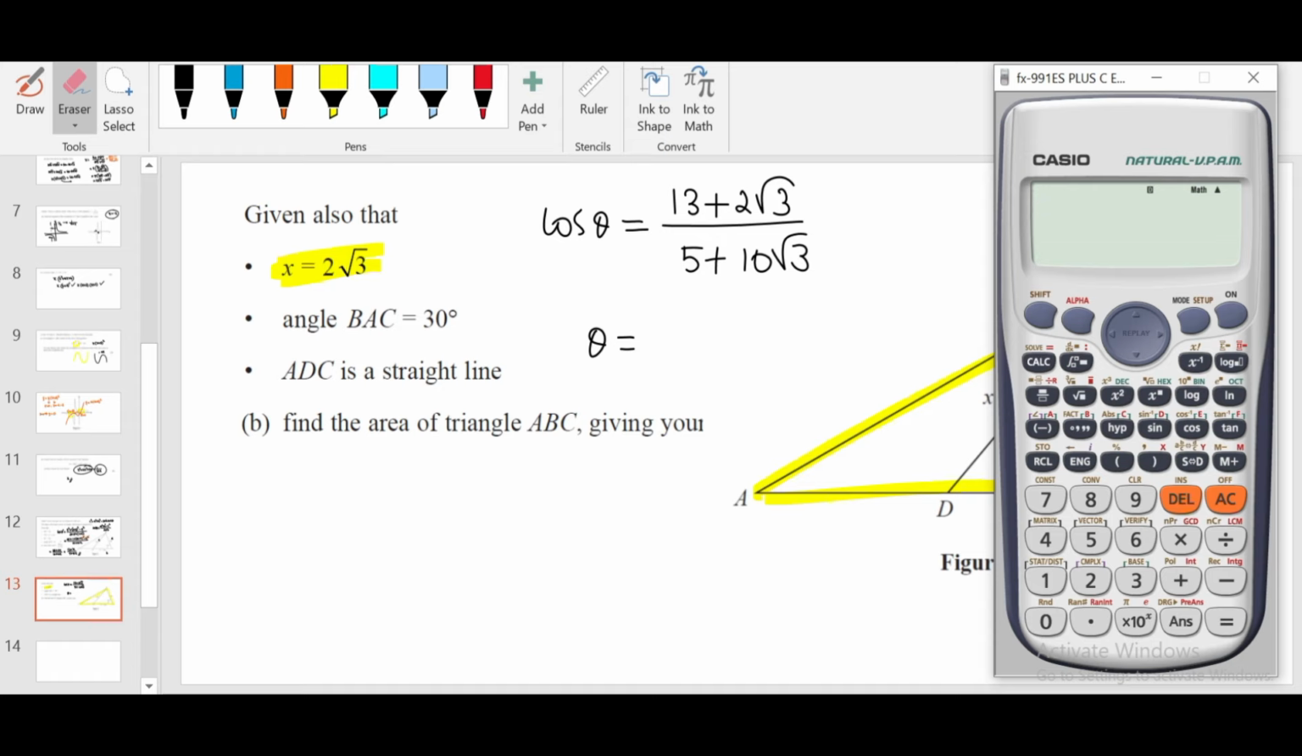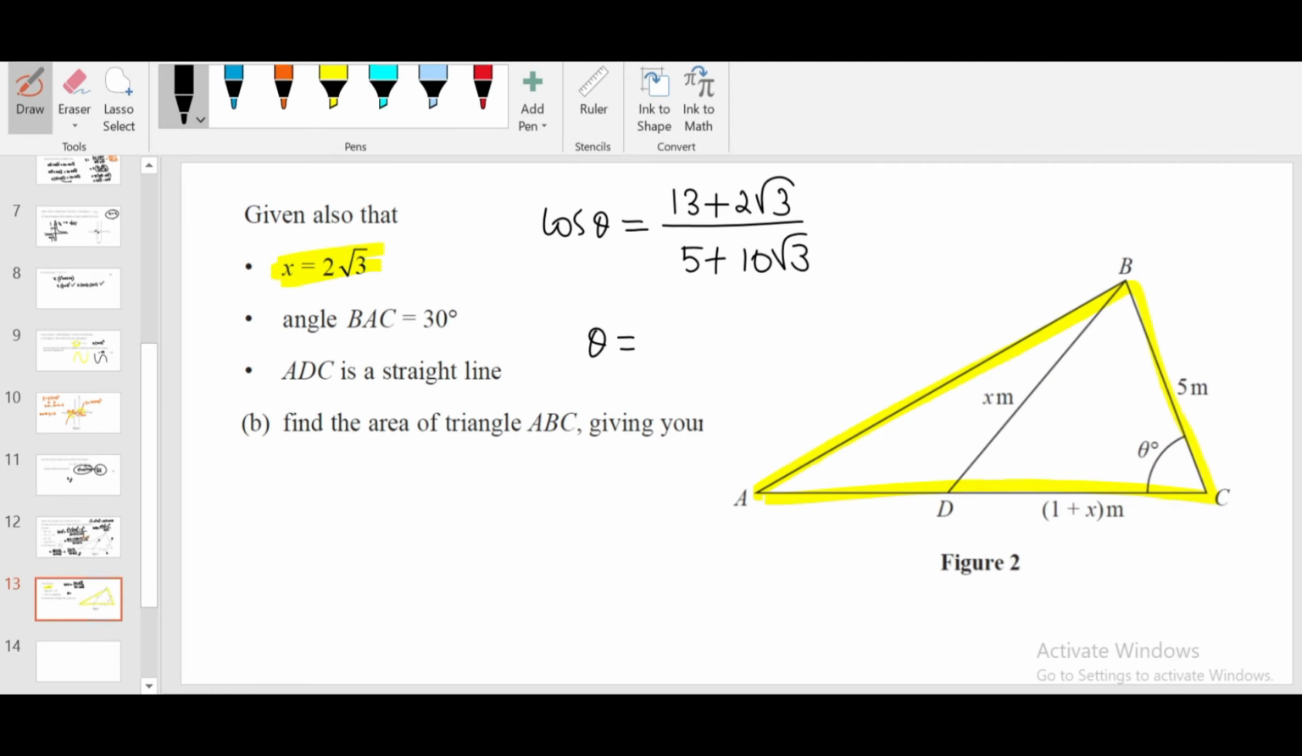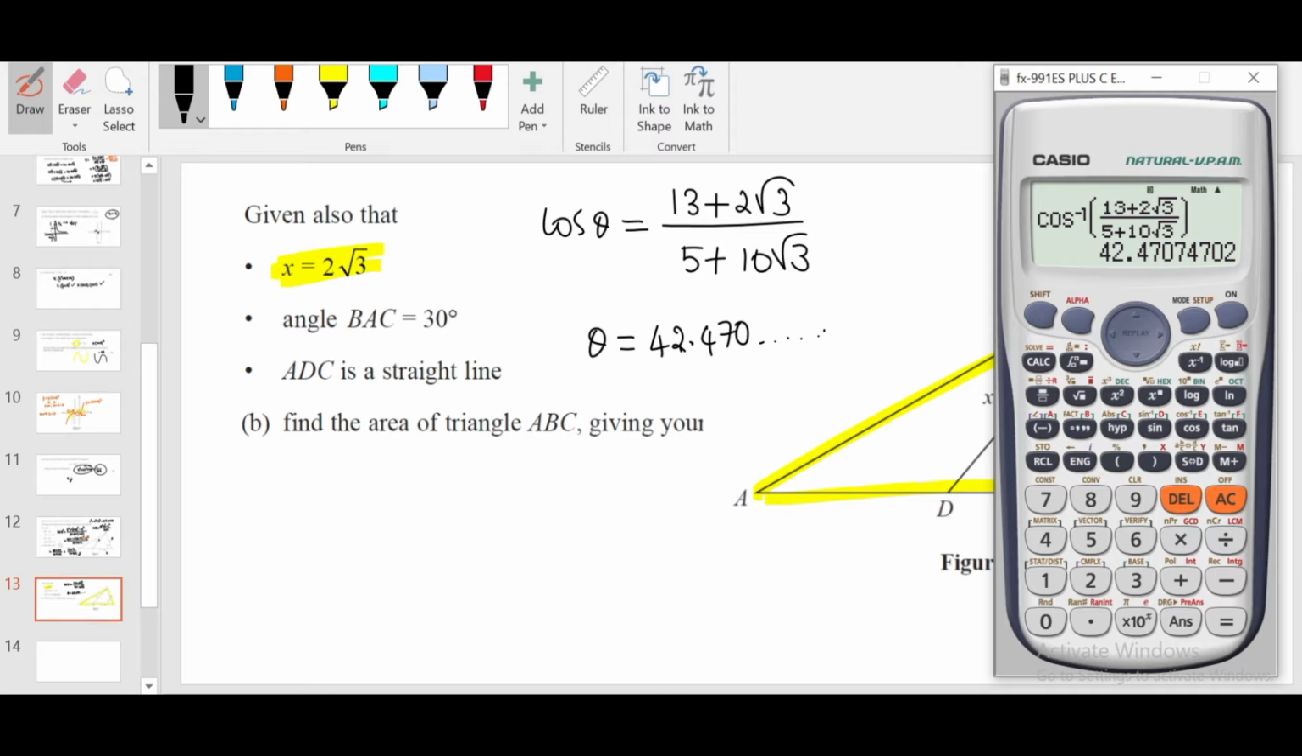Okay, it's not given in radian actually, it's given in degree. Okay, the calculator is in degree mode. Cos inverse of 13 plus 2 root 3 divided by 5 plus 10 root 3. You get 42 point something, 42.470, etc. Do not round the figure. We will round the figure only at the end.